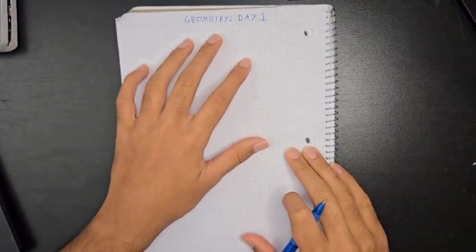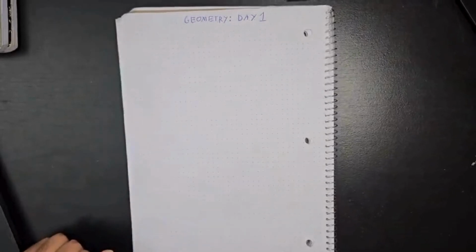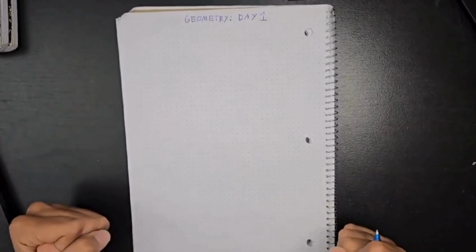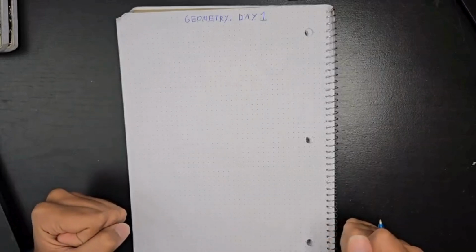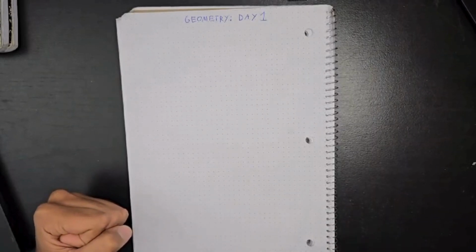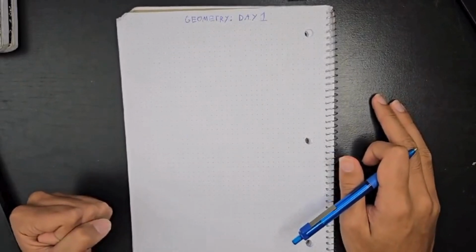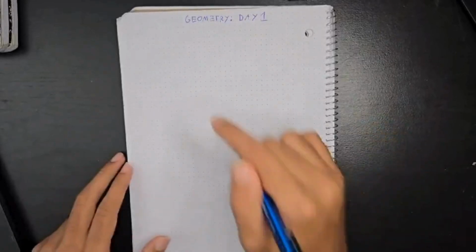Today we're going to be talking about geometry, and this is part of a multi-video series where we're going to be covering geometry. In today's video we're going to be talking about circles and different parts of circles like tangents, chords, all that, and we'll be doing a short little practice problem at the end. So let's get into it.